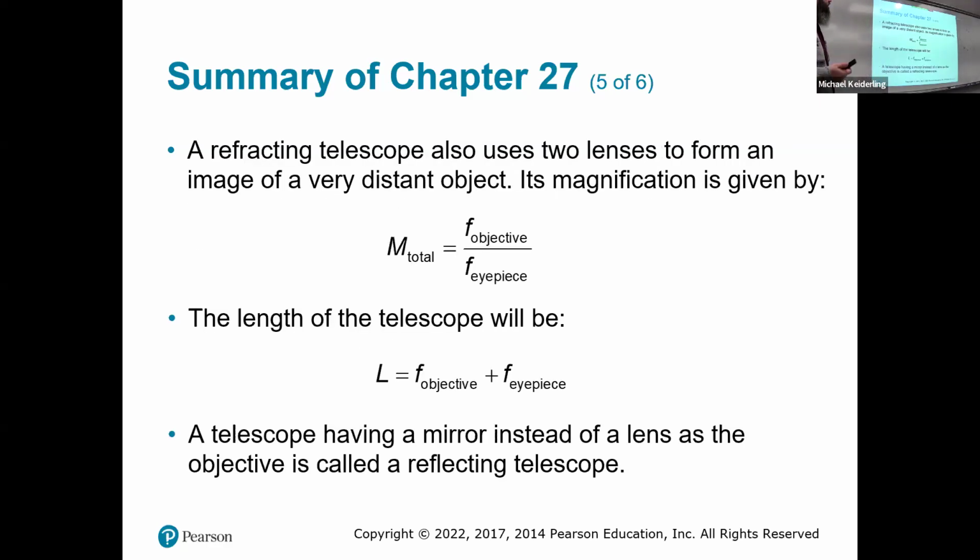A refracting telescope also uses two lenses to form an image of a very distant object. Its magnification is given by magnification total equals focal length of the objective over focal length of eyepiece, and the length of the telescope will be focal length of objective plus focal length of eyepiece. And a telescope having a mirror instead of a lens as the objective is called a reflecting telescope. And all major scientific telescopes at this point are reflecting. Nobody really uses lenses anymore.